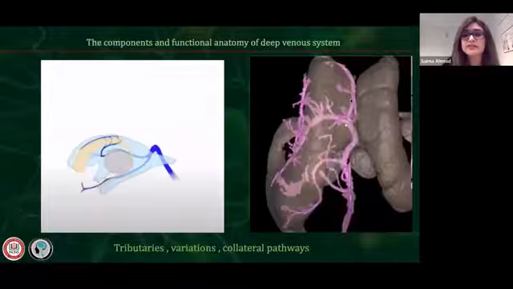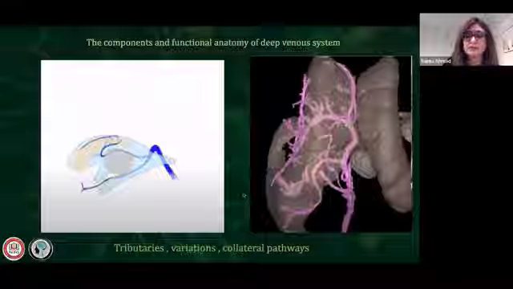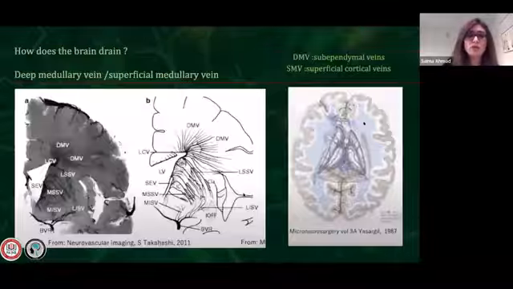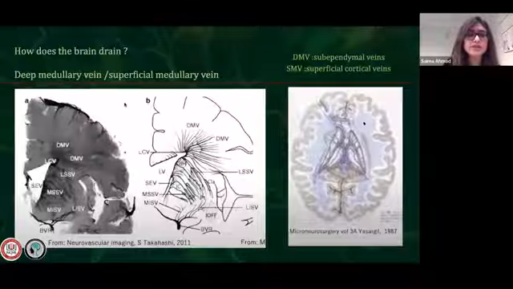The same, this is the septal vein, thalamostriate vein, then the atrial vein, and then the occipital vein, and they converge to form the internal cerebral vein. So, very few words about the deep medullary venous system and the superficial medullary veins.